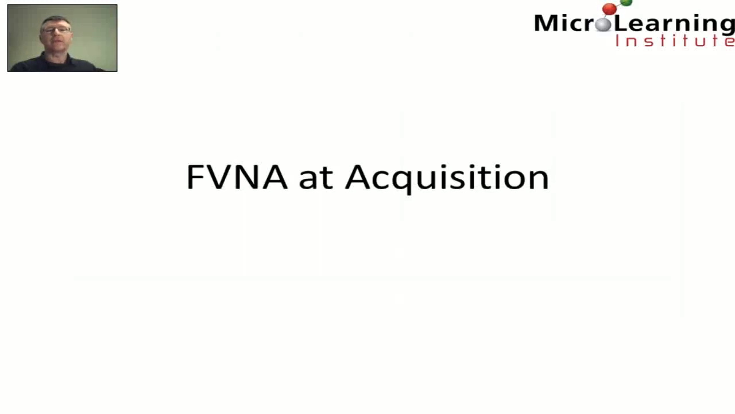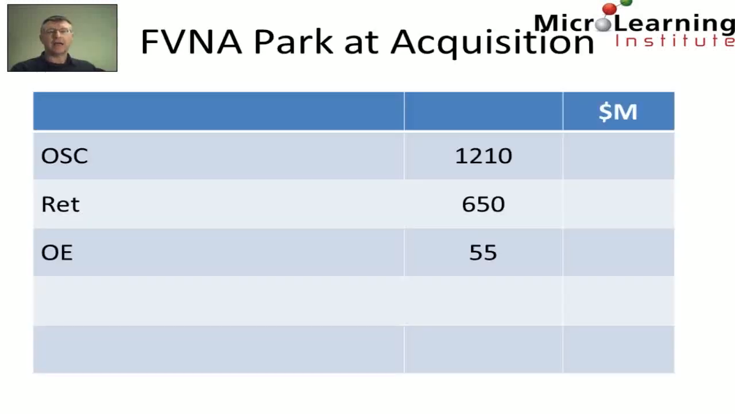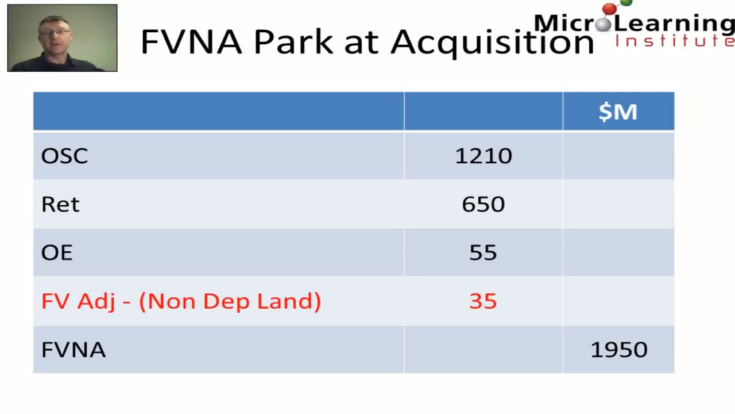Now let's look at the fair value of the net assets at acquisition. And firstly we look at Park, and it tells us in the question that ordinary share capital, retained earnings and other components of equity were $1,210, $650 and $55 million respectively. We're also told that the fair value of net assets was $1,950, so as a balancing figure we can conclude that there needs to be a fair value adjustment, and this fair value adjustment, we're told, relates to non-depreciable land.